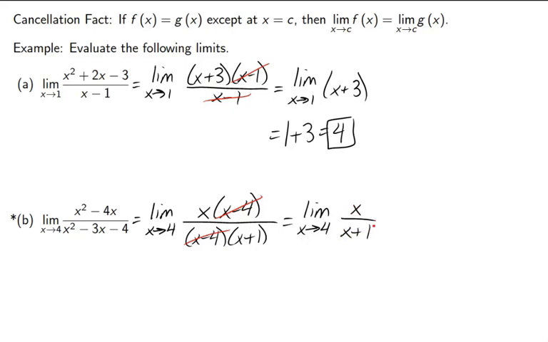And now, because of the quotient law and the sum law, we can just say this is 4 over 4 plus 1. And so the answer to this one is 4/5. 0 over 0 can be anything. If you plug in 4 here, you will find you again get a 0 over 0.